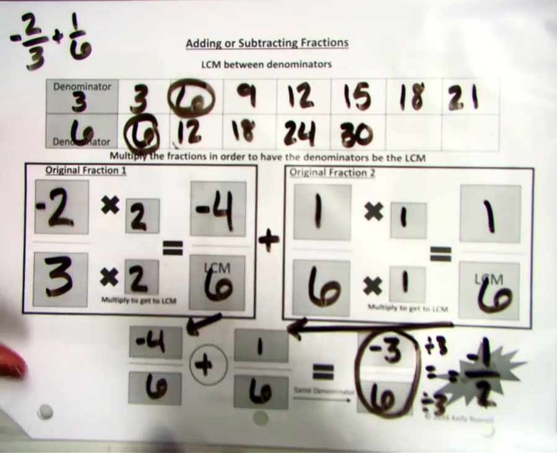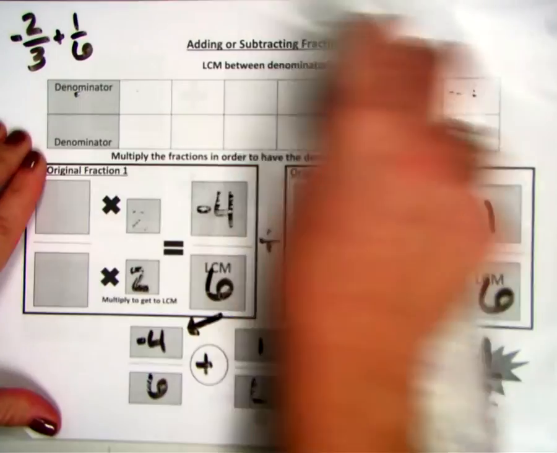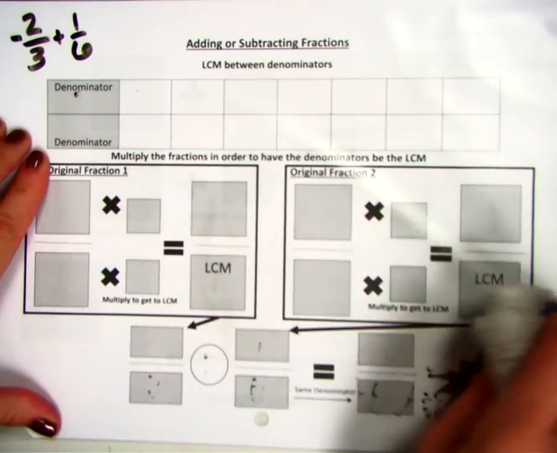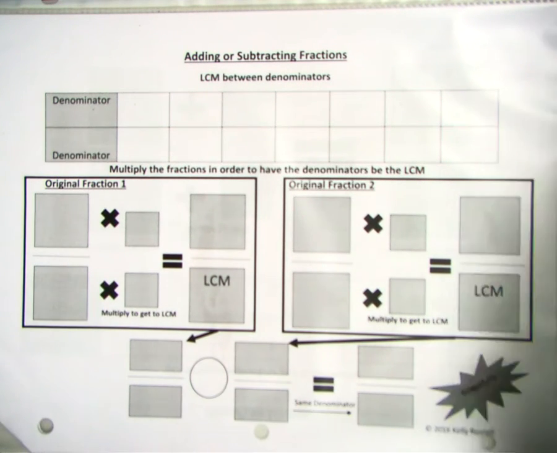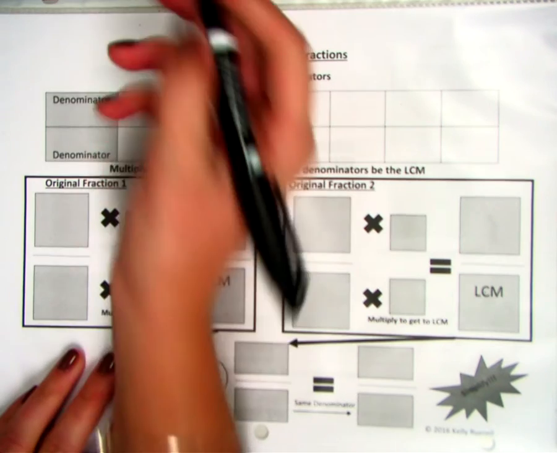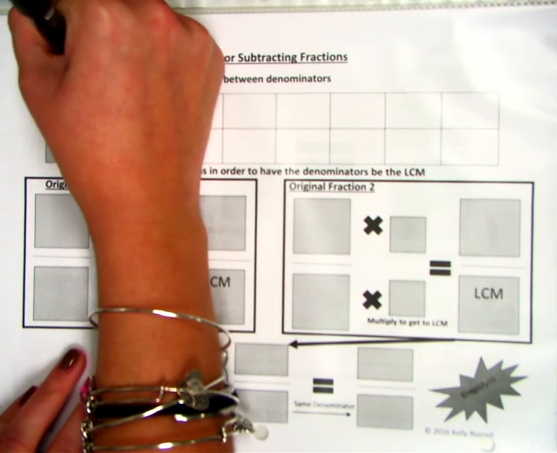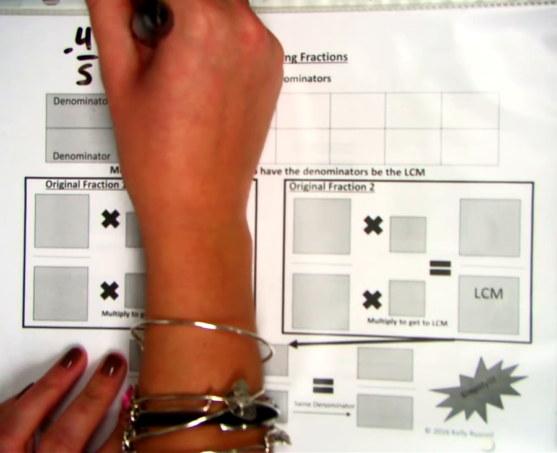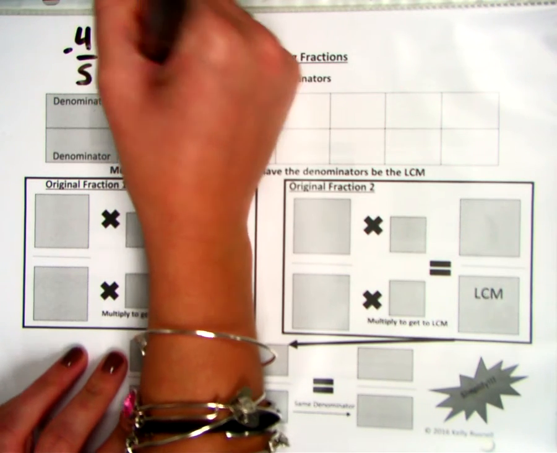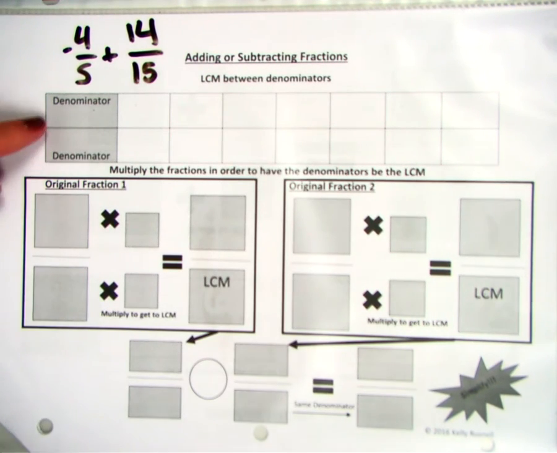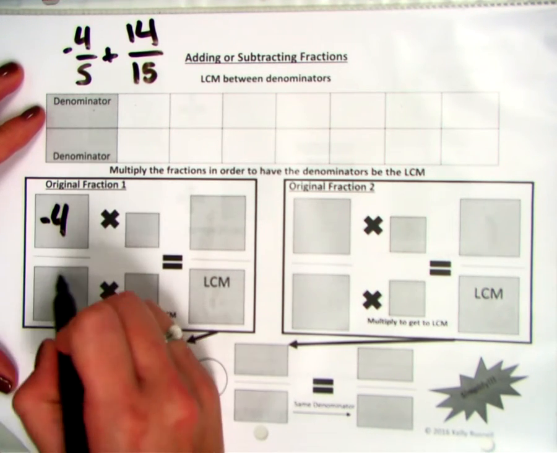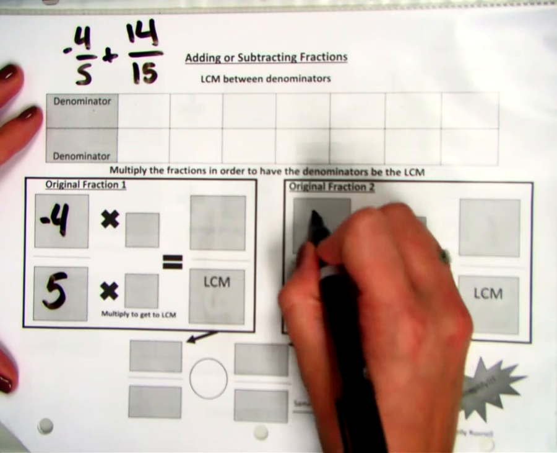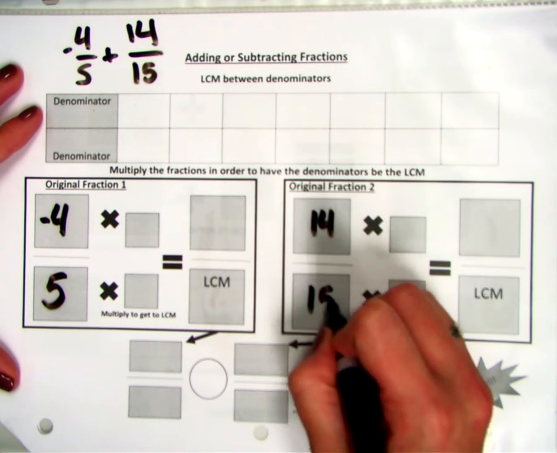Next, we have one more problem. So I'm going to go ahead and erase my board, and you should erase yours as well. We're going to quickly go on to the next one. Our next one, again, you're going to write it at the top, is negative 4/5 plus 14/15. We'll look at our denominators, but first we're going to write in our original equation here, negative 4/5 plus 14/15.